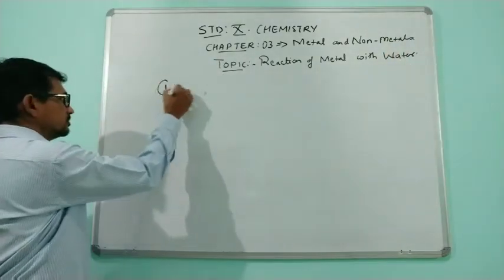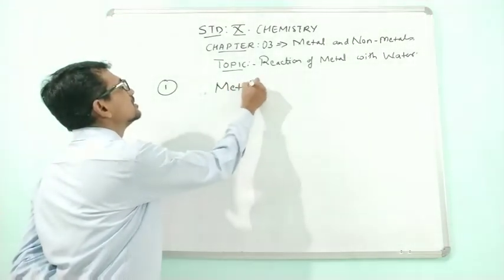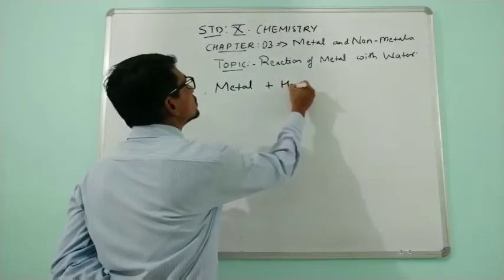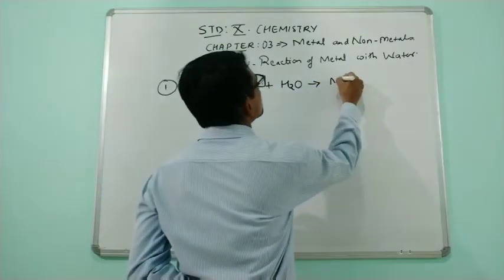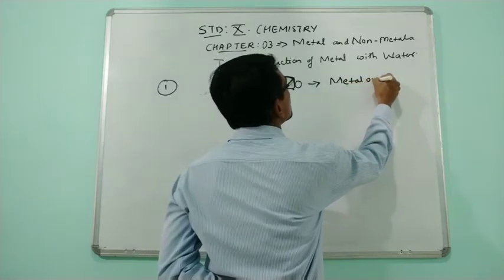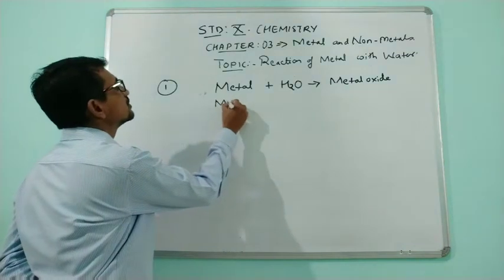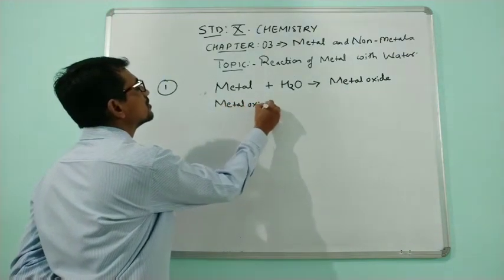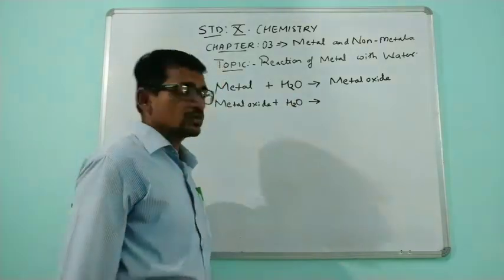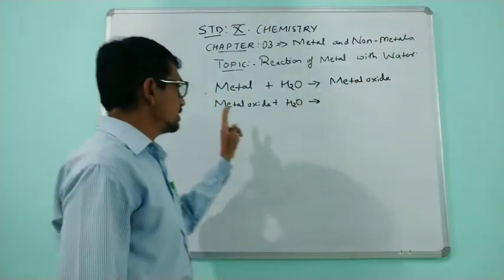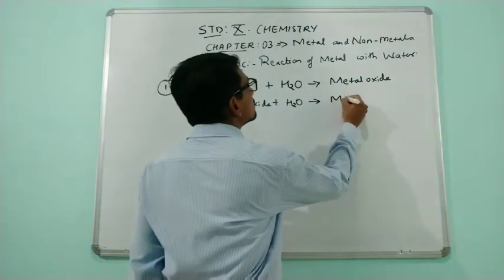First reaction. Okay, suppose a metal is there. It reacts with water, H2O, so it gives metal oxide. Okay, metal oxide. This metal oxide, when it reacts again with water, is unstable. It will react with excess water to give metal hydroxide.